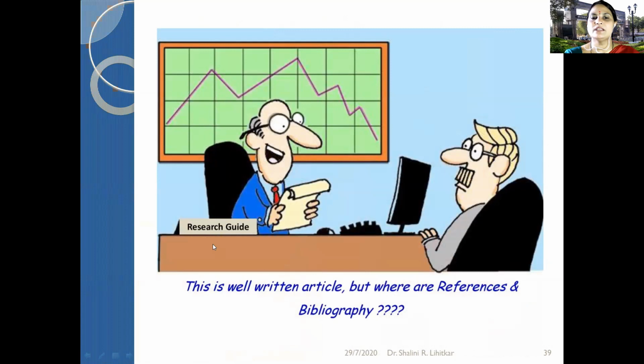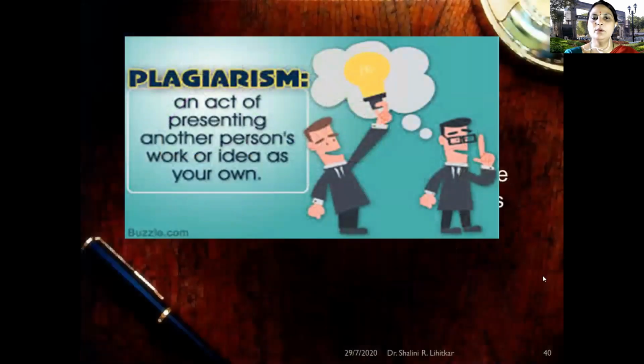This cartoon shows that the researcher has written an article, and that researcher has shown it to the guide, the research guide, but the research guide is saying that the article is well written, but where are the references and bibliography? So that is the responsibility of the guide and the researcher also. We have to take care about the references and bibliography. If you are not taking care properly about the references and bibliography, then you may be caught in plagiarism.